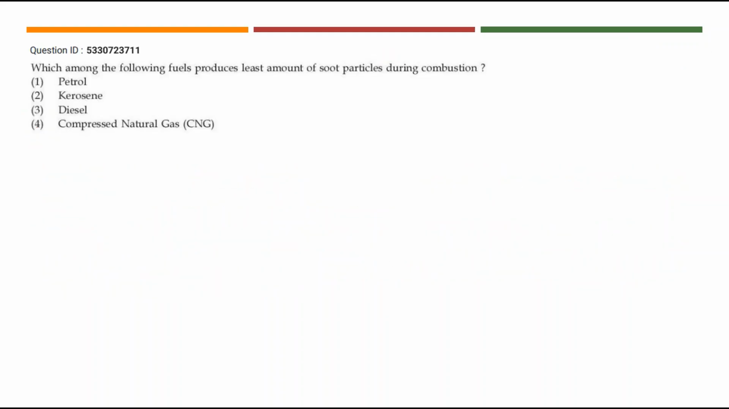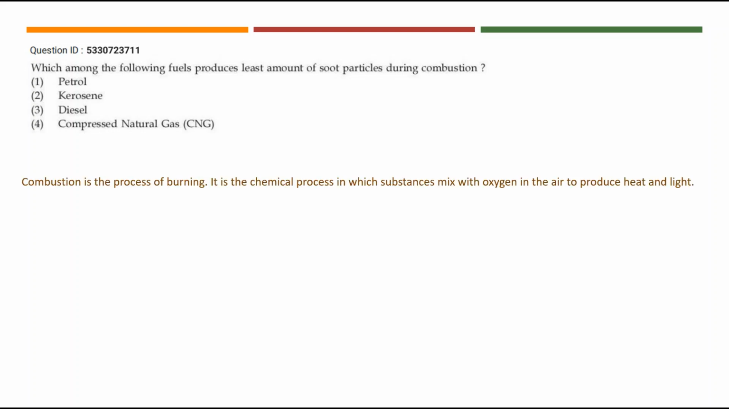Next question, which among the following fuels produces least amount of soot particles during combustion? Actually, what is combustion? It is a process of burning. We can tell it in a plain way. It is a chemical process in which substances mix with oxygen in the air to produce heat and light. But what is actually combustion with regard to fuel? Combustion refers to the rapid oxidation of fuel accompanied by the production of heat or heat and light.